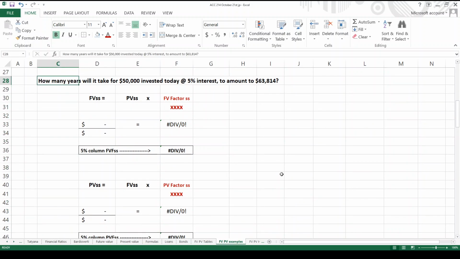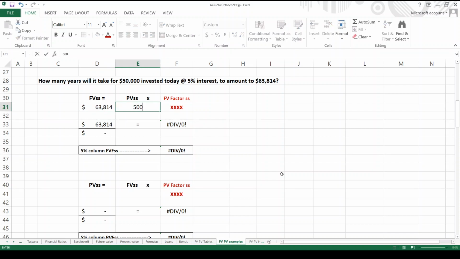$50,000 invested today, so that's a present value, yeah, the $50,000. At 5% is going to amount to 63,814. 63,814 is the pot of gold at the end of the rainbow, aka future value. 63,814 is equal to 50,000 times some number gives you that. So we divide both sides of the equation by the 50,000. We solve for the future value factor. We get 1.2763. We know the interest rate is 5%.